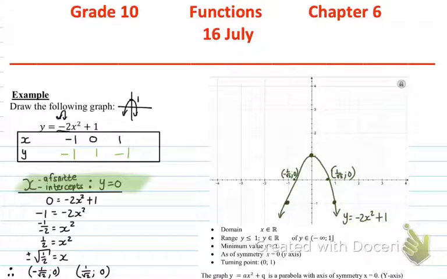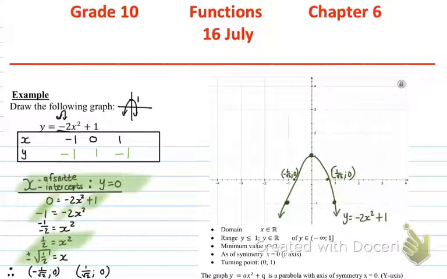Okay, so in the place of y I'm going to put 0. 0 is equal to negative 2x squared plus 1. The 1 goes over, it becomes negative 1. And then I divide by the negative 2. And I get a half is equal to x squared. To get rid of this squared, I'm going to get the square root on the other side. But please remember, always when I get the square root, I need to get the positive and negative square root of that number.